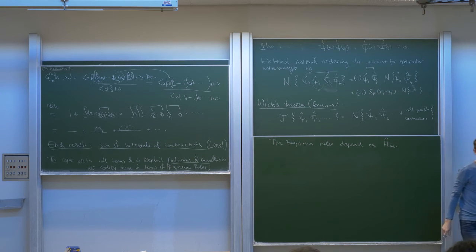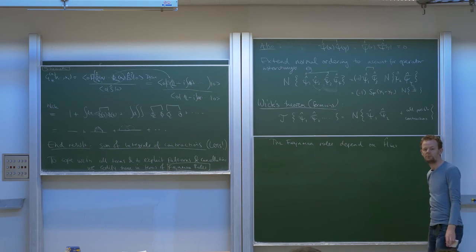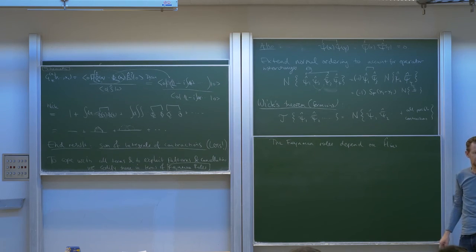And what rules and patterns there are depends on H int. If we chose a crazy interaction with phi to the 8 and lots of fermion operators, we'd get different rules to if we just chose the simplest interaction that we could imagine. So for every H int, there's a different set of Feynman rules.